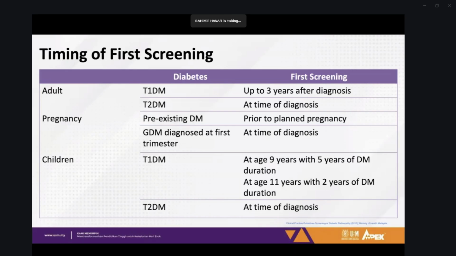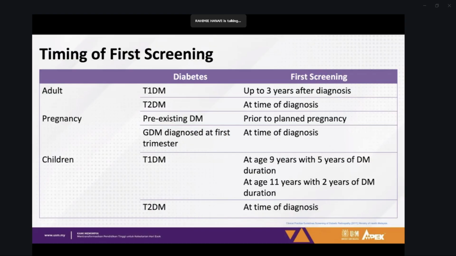Okay. And a pregnant lady with pre-existing DM, yes, we need to have a good planned pregnancy. So we must screen for diabetic retinopathy as it may progress further during pregnancy. And a patient with GDM, which is diagnosed at the first trimester, must be screened at the time of diagnosis.